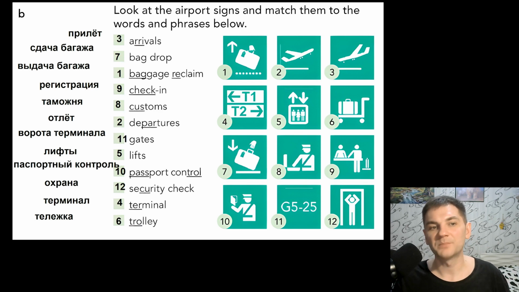Number 10, passport control. It is a place at an airport where an official checks your passport, or just a person who works at an airport checks your passport. And number 11, gates. Gates, it's a part of an airport where travelers are allowed to get on or off a particular plane. To give you an example, maybe it's like a platform for trains, but gates for airports. Number 12, security check.